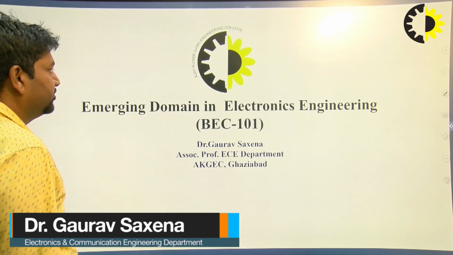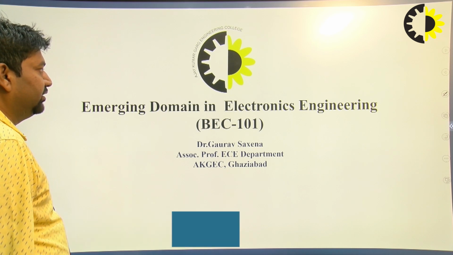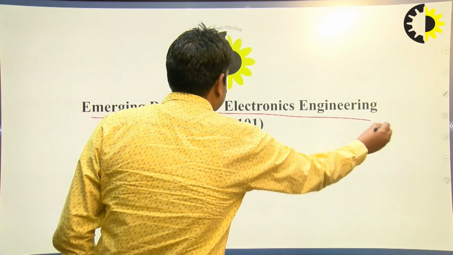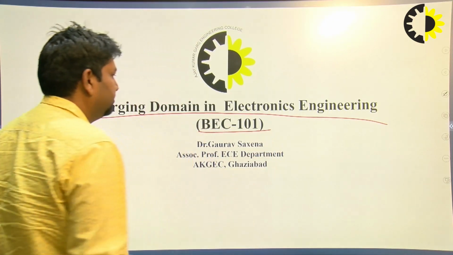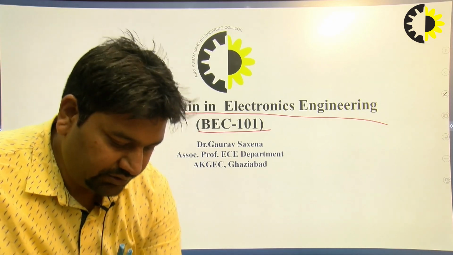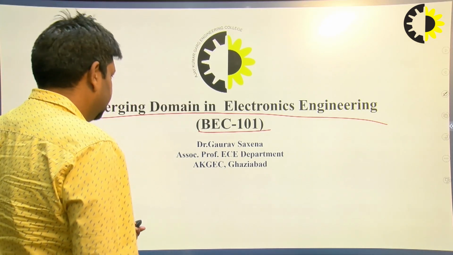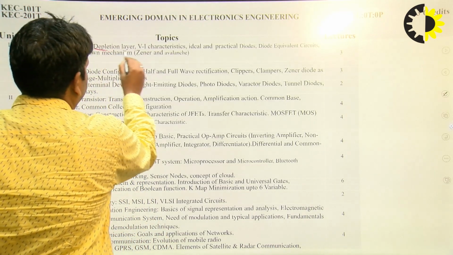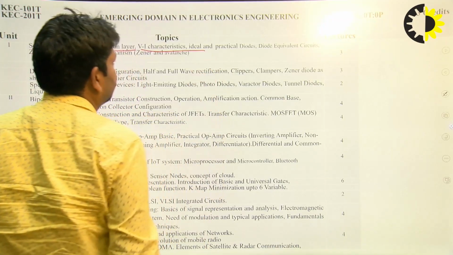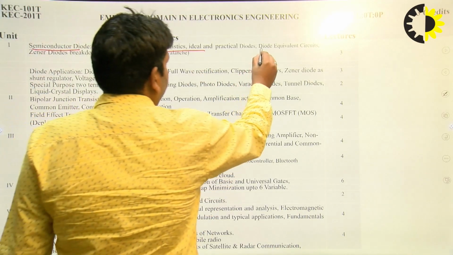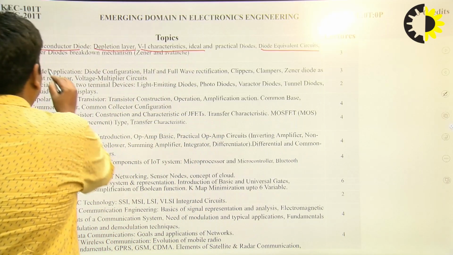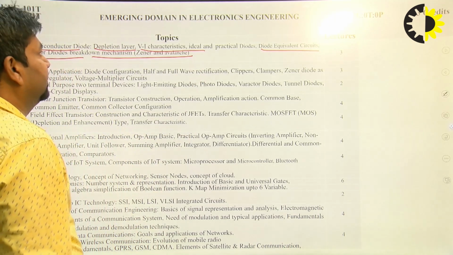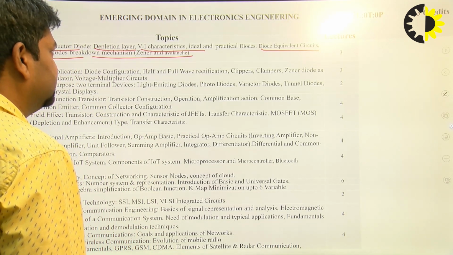I am an associate professor in the EC department, and today I discuss the emerging domain in electronics and communication engineering subjects. The code is BEC 101, and today I discuss Unit 1, which is associated with semiconductor diode, what is the depletion layer, and what are the VI characteristics of ideal and practical diodes. Today I discuss what the diode equivalent circuits are, what Zener diodes are, and the mechanism of Zener diodes in Zener breakdown and avalanche breakdown.